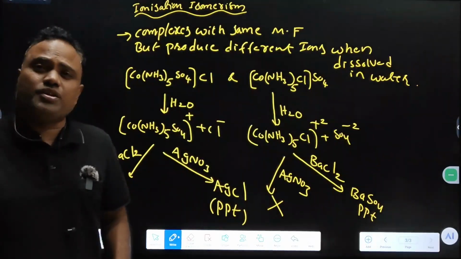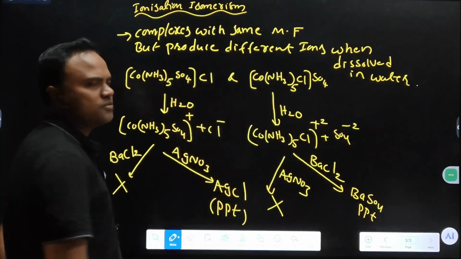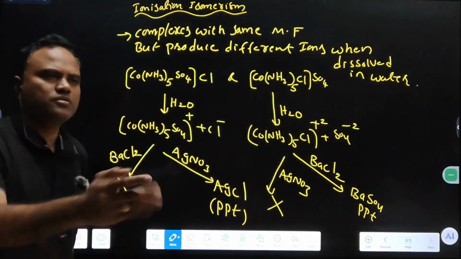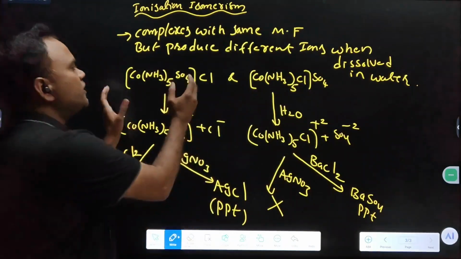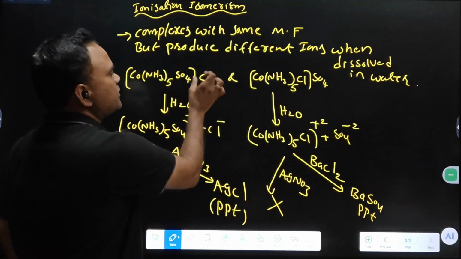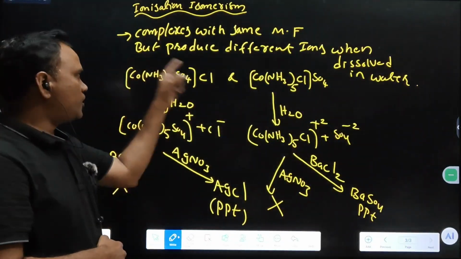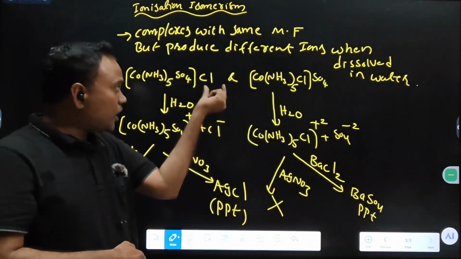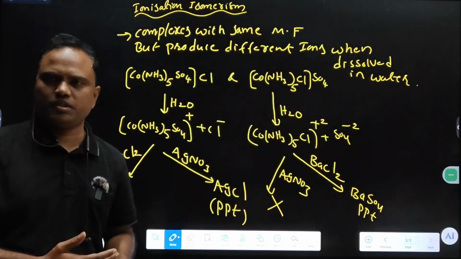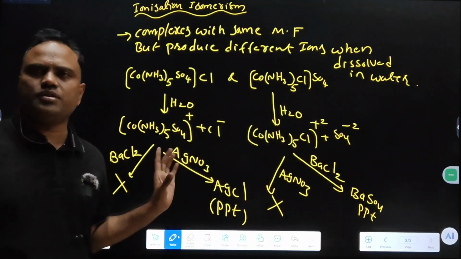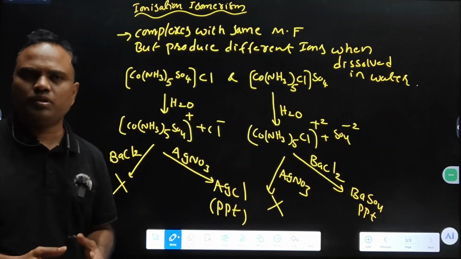How to identify ionization isomerism? Very easy. Outside the coordination sphere, in one complex one ion is present, in the other complex another ion is present. Outside the coordination sphere, different ions are present: chloride ion, sulfate ion. Overall, the formulas are the same, but outside the coordination sphere, the ions are different. Clear? Online students, did you get this? Definition of ionization isomerism.